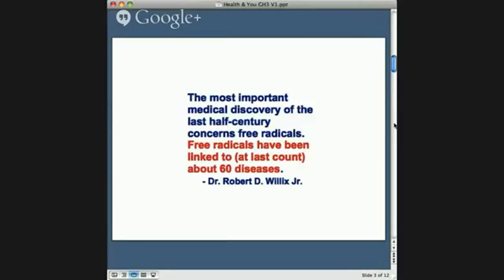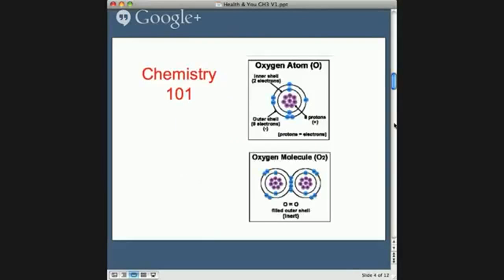So Dr. Wilkes said the most important discovery in medicine in the last half century concerns free radicals. Free radicals have been linked at last count to 60 diseases, of which cancer and Alzheimer's is just 2 of them. So what are they? So go back to Chemistry 101.